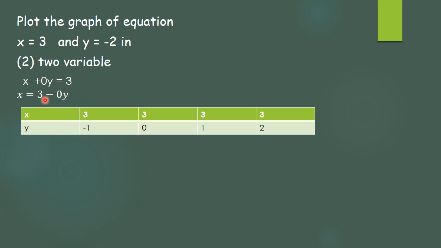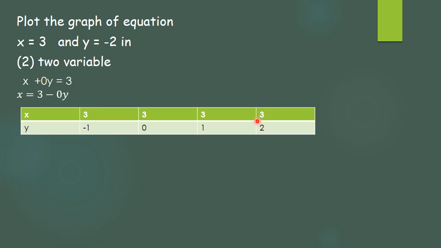For that, we'll take the value of y as minus 1. Minus 1 multiplied by 0 will be 0, and 3 minus 0 is 3. So the value of x will be 3. When I take y is 0, again I will get x is 3. When y is 1, we get x is equal to 3. And when y is 2, then also x is equal to 3.